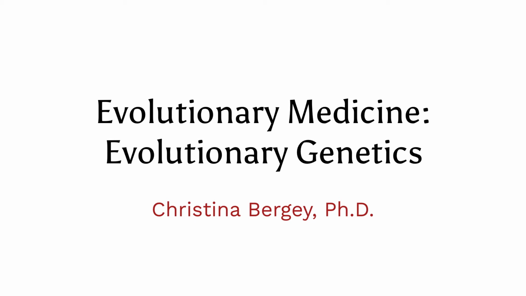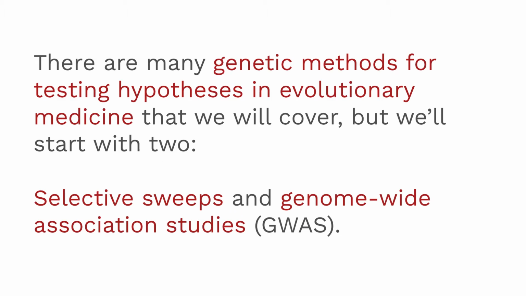Hey guys, so in this short lecture, I'll give a very quick overview of two methods from evolutionary genetics that can be used to test hypotheses in evolutionary medicine. There are many different methods that can be used to test these hypotheses that we're going to cover in this class, but there's two with kind of outsized importance: selective sweeps and genome-wide association studies, also known as GWAS.